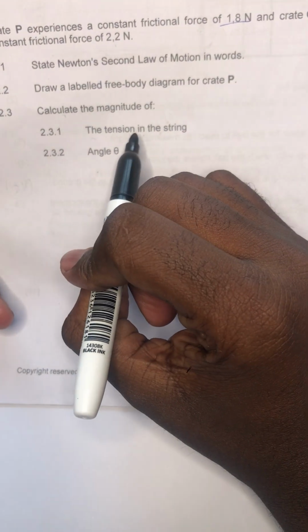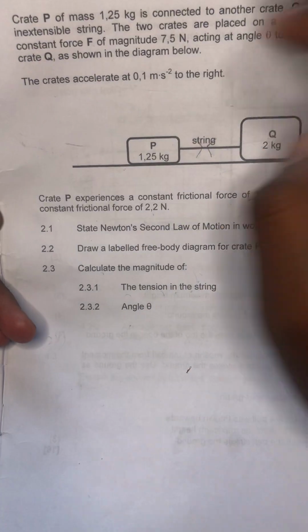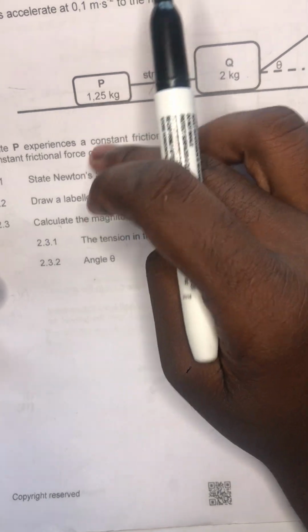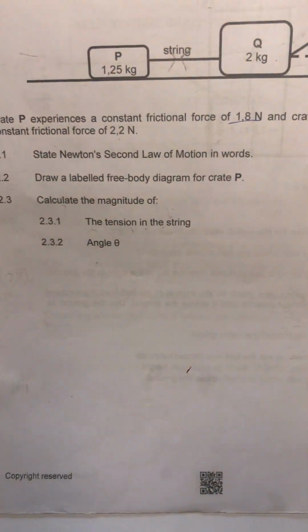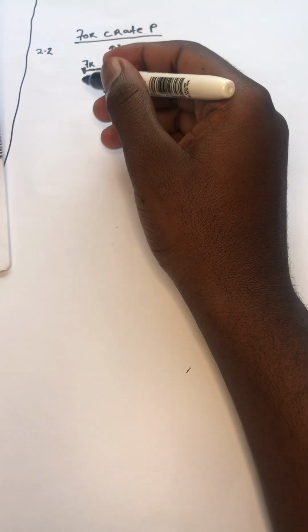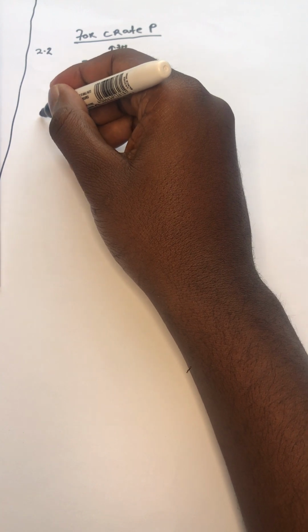Okay, so 2.3, calculate the magnitude of the tension in the string. Okay, remember we have the acceleration. So if we have the acceleration and we have a friction, singakwazi ukuthi sisebenzise block P kuphela, because remember uthini F net from parallel forces.